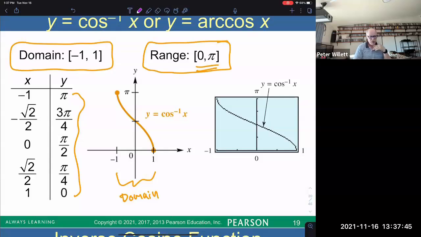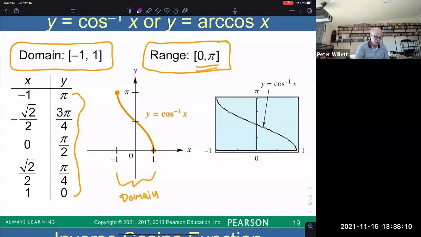All right, so notice we have a different range now. We have the same domain because the output values of sine from -1 to 1 are the same output values of cosine, -1 to 1. But the range is different. The angles we're using to get those answers are different. For inverse sine, it's negative pi over 2 to positive pi over 2. And for inverse cosine, it's 0 to pi.